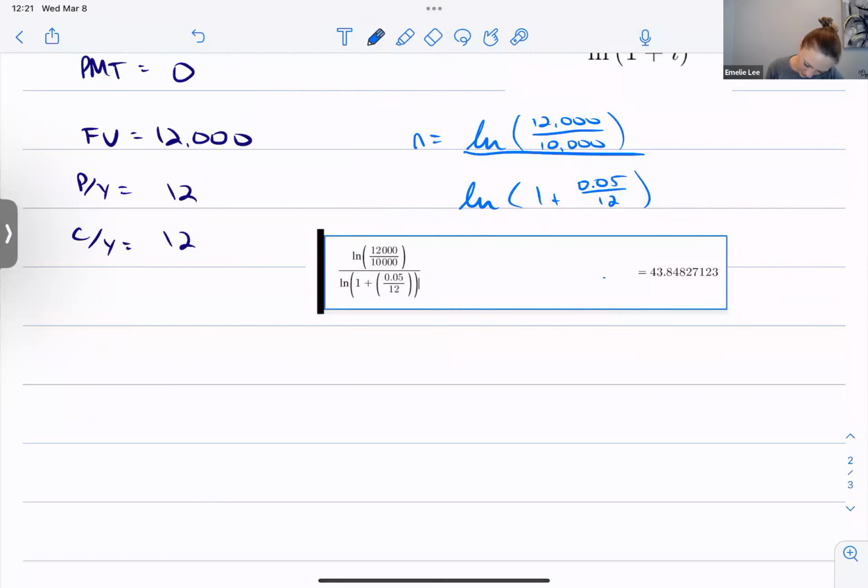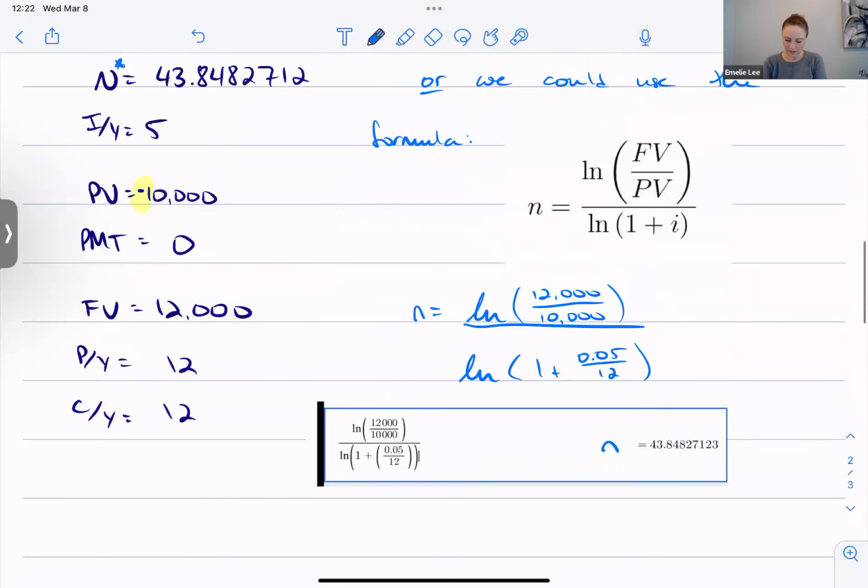All right, so N is equal to 43.84827123. Good. So we get the same answer, of course. It doesn't matter how we do it, right? But let's review how we entered it into the financial calculator, right?